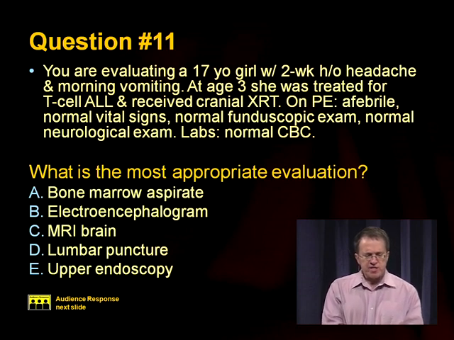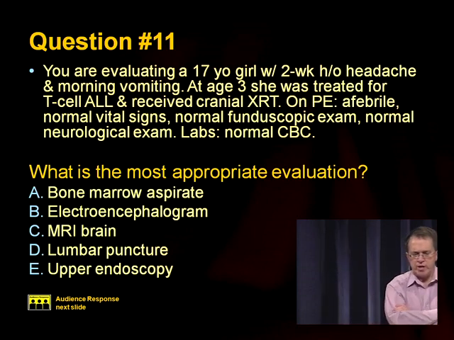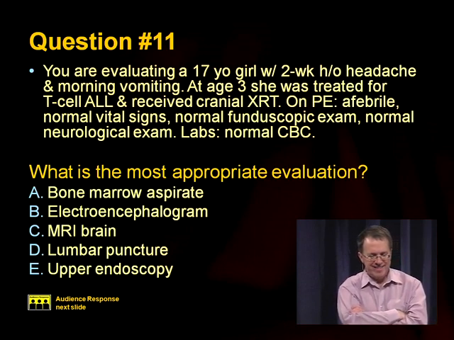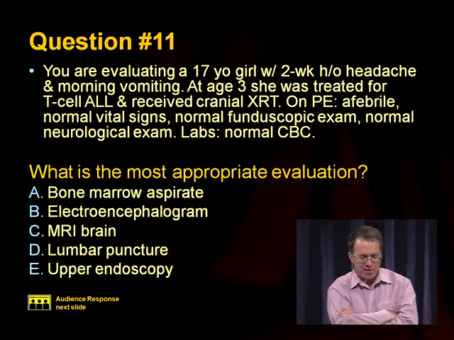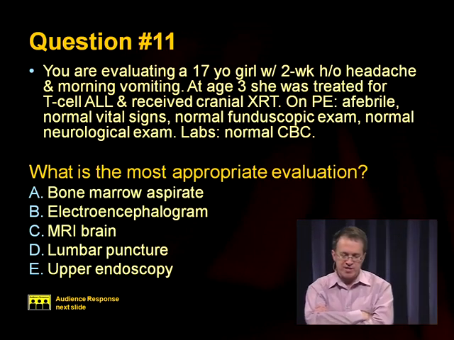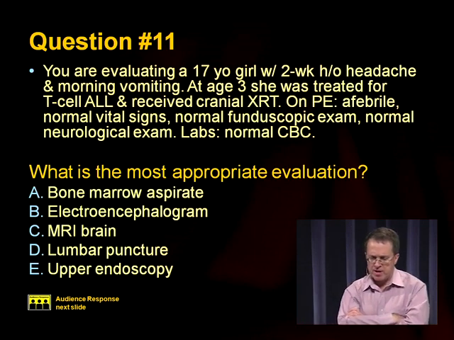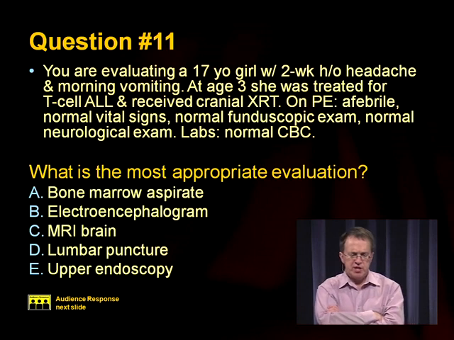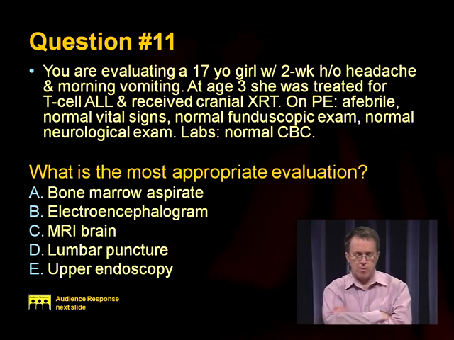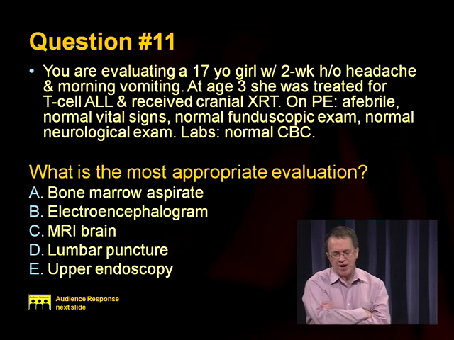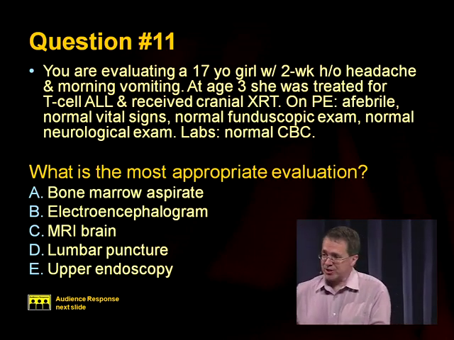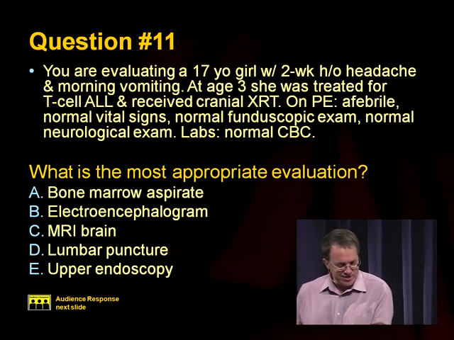So you're evaluating a 17-year-old girl with a 2-week history of headache and morning vomiting. Oh my God. That's bad. At 3, she was treated for T-cell ALL and received cranial XRT. That's radiotherapy. On physical exam, she's afebrile. She has normal vital signs. She has a normal fundoscopic exam, normal neurologic exam. The reason she's got a normal fundoscopic exam is I probably did it, and I'm not sure I could find abnormal fundi. Shh, don't tell anybody that.